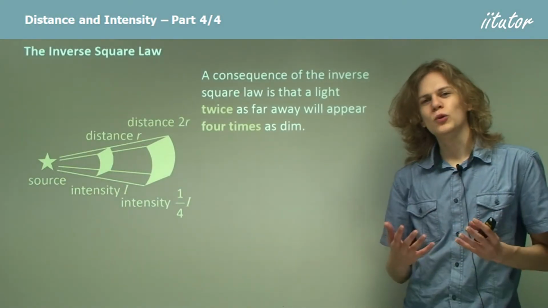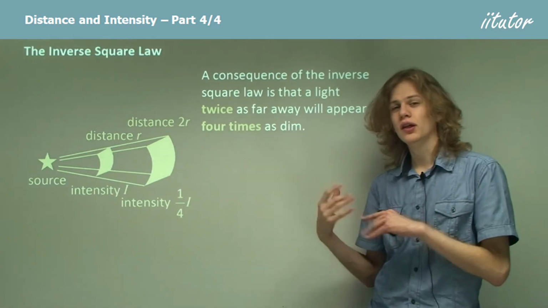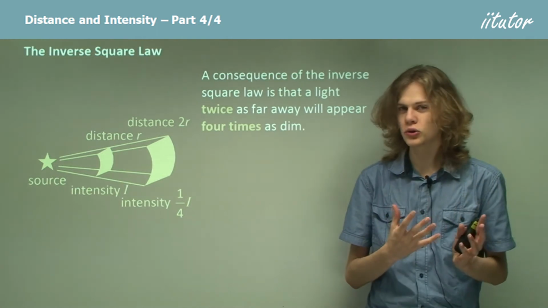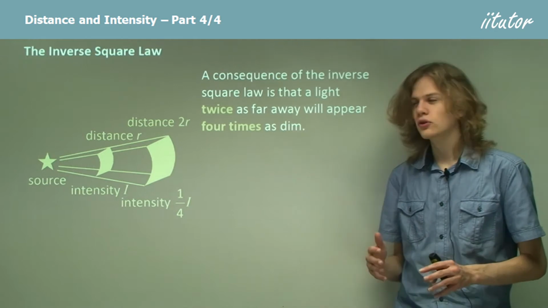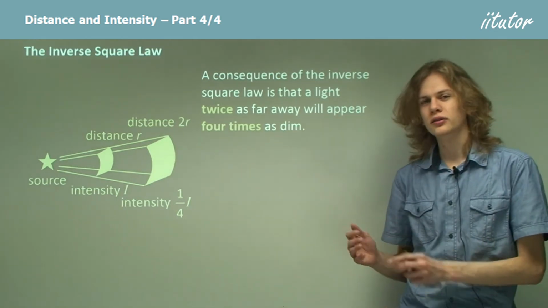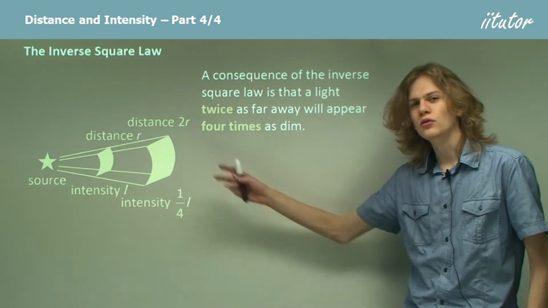So what does the inverse square law mean? Well, it means that if we have an observer that's twice as far away from a light source, then the light will appear not half as bright, but only a quarter as bright, that is 4 times as dim. We can see that in this diagram over here.